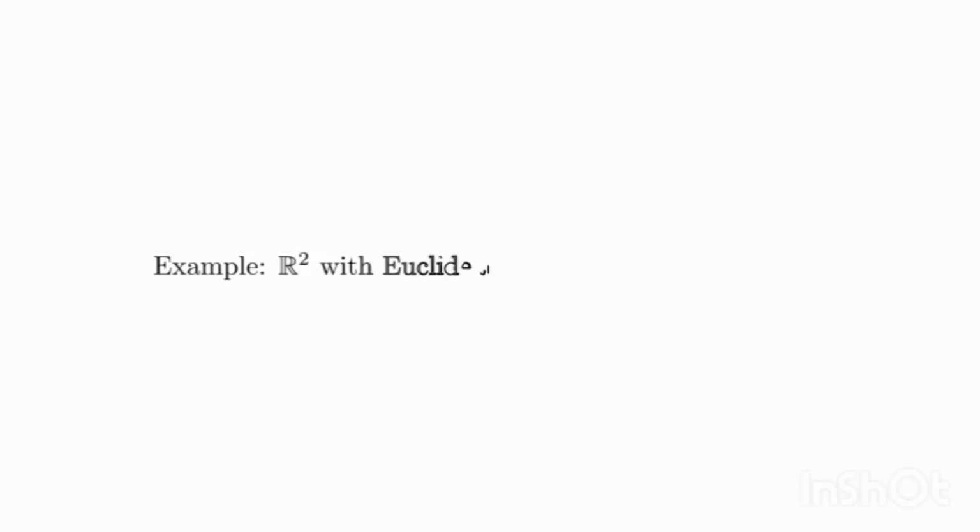Now, when you see R2, it simply means two dimensions. This is a typical example of the Euclidean norm. You can see it is two dimensional, so that's the meaning of the R2 there. You are taking the length of a vector in that space. So that's a typical example of the Euclidean norm.